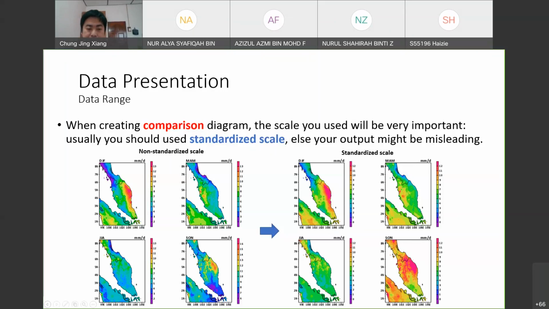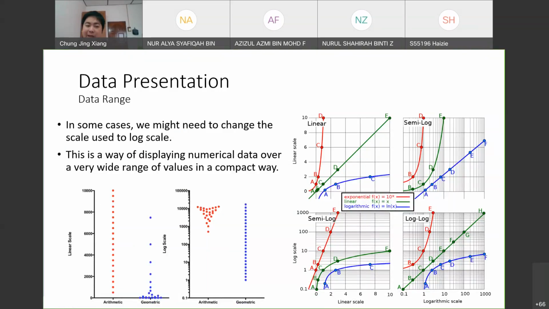Right? Okay, then another one, when we talk about data range, is what we call log scale. In some situations, when you plot a graph, you might need to use a log scale. I don't know if you are aware, but supposedly you already learned this during secondary school. In some situations, when you plot a graph, a linear scale might not work. It might not show you what the data is actually trying to tell you. So in this situation, you use a log scale.